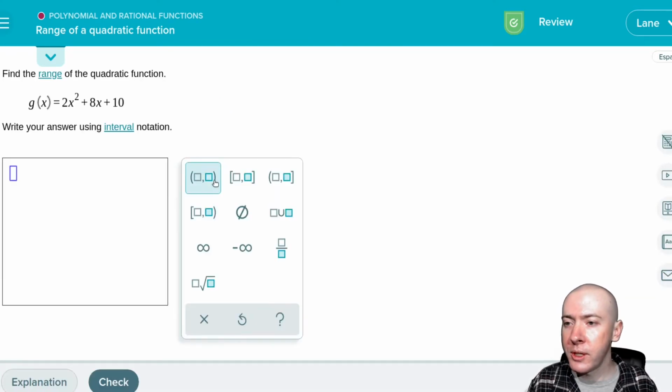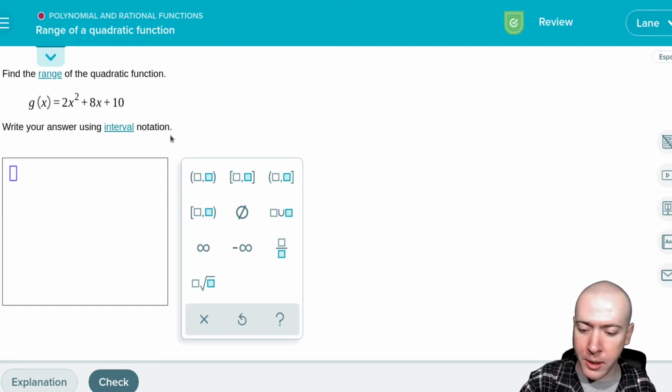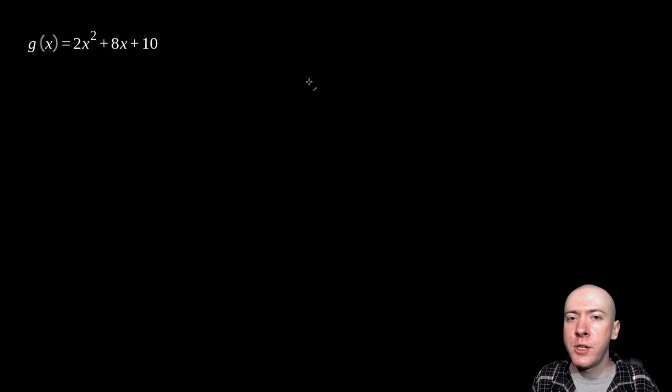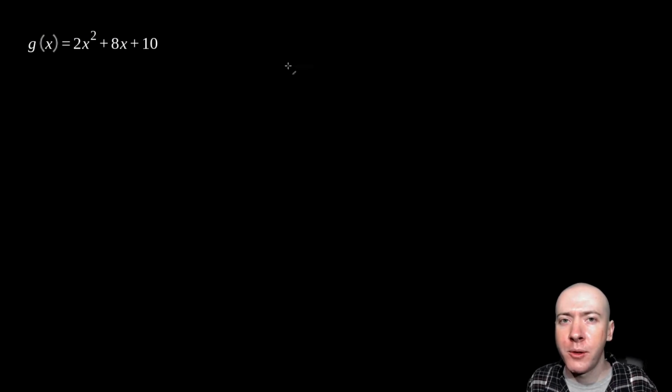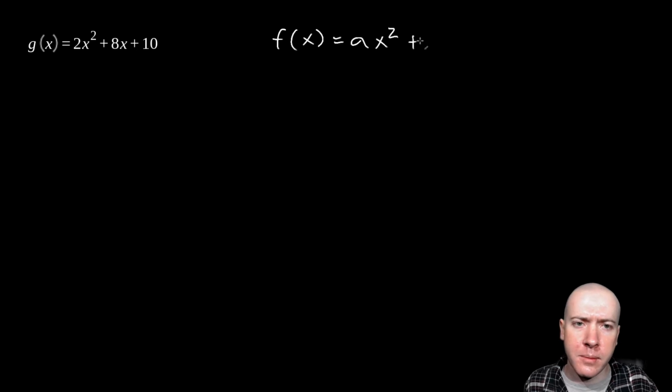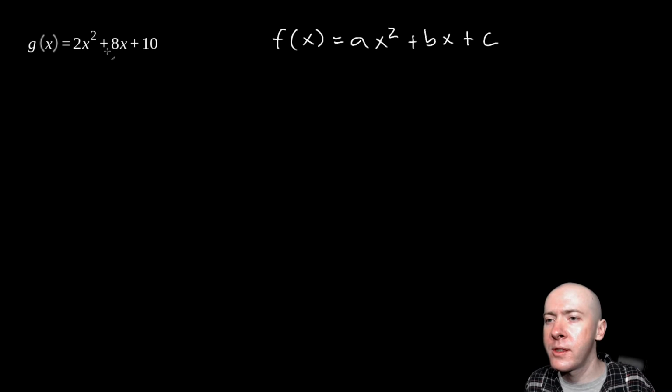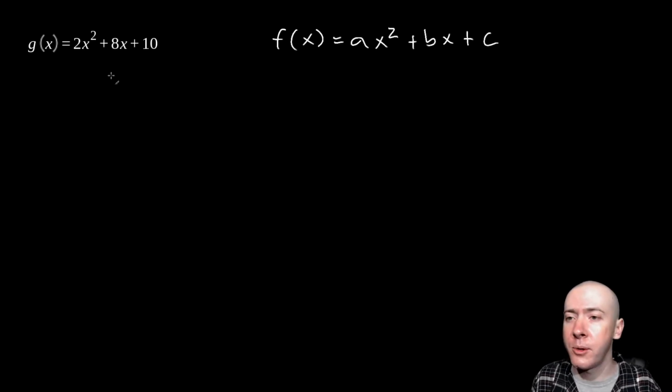Let's look at one example. I'm going to copy this onto the blackboard. The general form of a quadratic function looks like this. Okay, a, b, and c are these coefficients. They're the numbers in this equation.